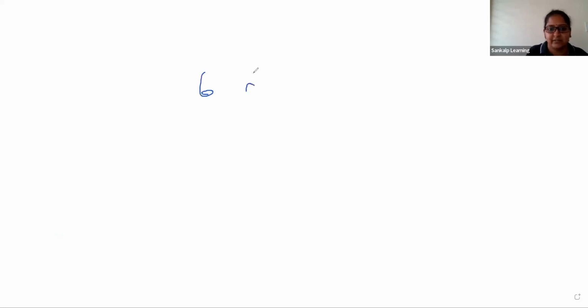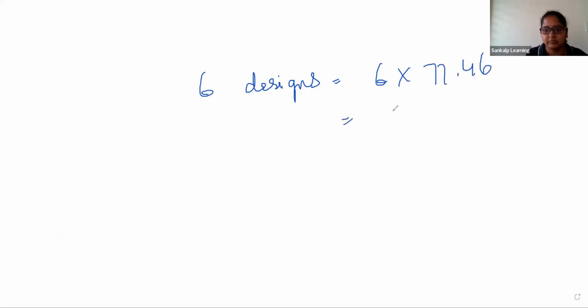Like that, how many designs do we have? There are 6 designs, correct? So for 6 designs, it is 6 into 77.46. That is equal to 464.76. Understood? Just keep doing it step by step. You know how to find the sector, you know how to find the area of the triangle, and the segment comes. After that there are 6 designs, so 6 into the area of the segment. What do we still have to find out? They have given the cost per design.